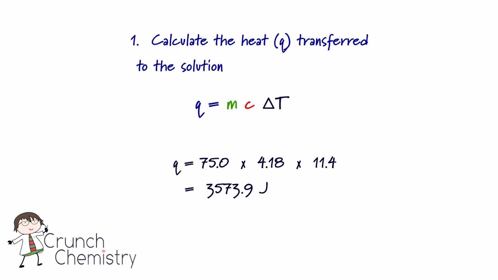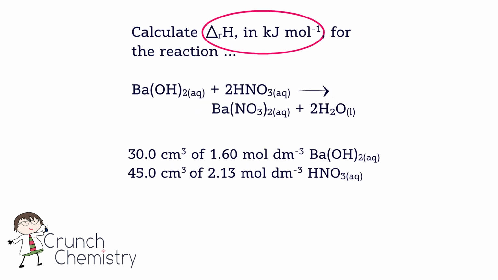Next up, all we need to do is to plug this information into our calculator, so 75 grams times 4.18 times 11.4. So the heat transferred to the solution was 3,573.9 joules. I know it's joules, not kilojoules, because specific heat capacity units were joules per Kelvin per gram. Now we've been asked to calculate the enthalpy change for this reaction in kilojoules per mole, not joules per 75 grams. So the next step is to calculate the number of moles of one of the reactants.